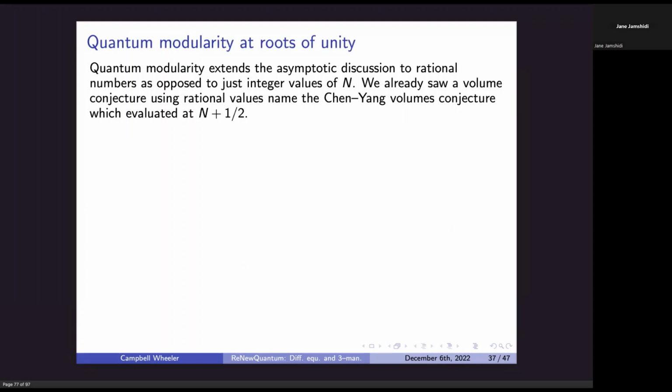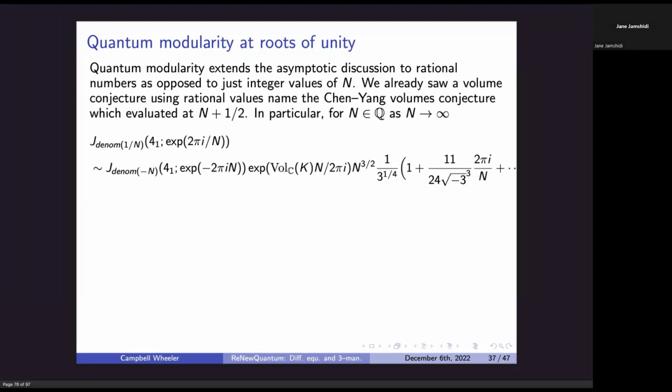In particular, at roots of unity, it's very nice. If instead of taking the integers that we were taking before, we take rational numbers, we'll see exactly the same asymptotic series arising, but we'll see some correction term appearing, which for roots of unity just looks like some constant. And here it's actually just the original invariant, corresponding to a modular transformation of the original numbers. So here you see as a correction the Kashaev invariant again.